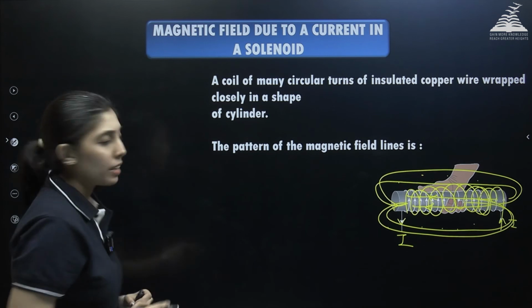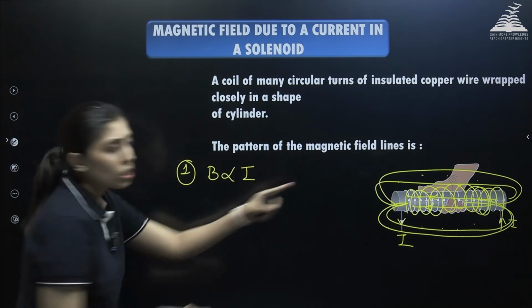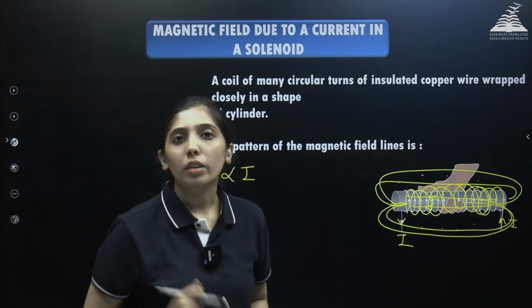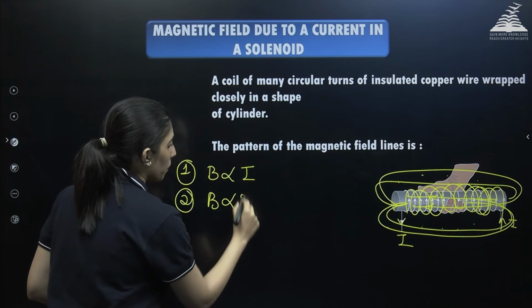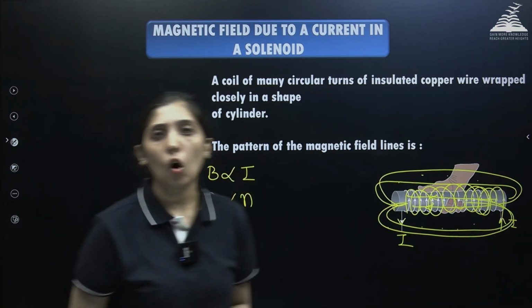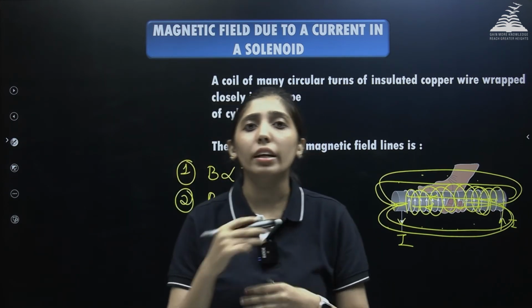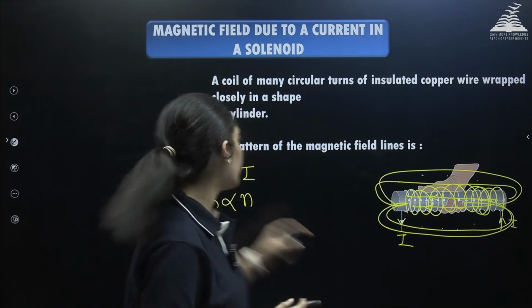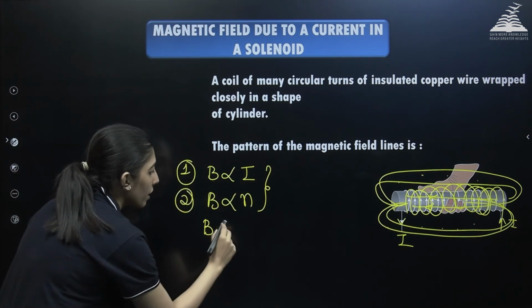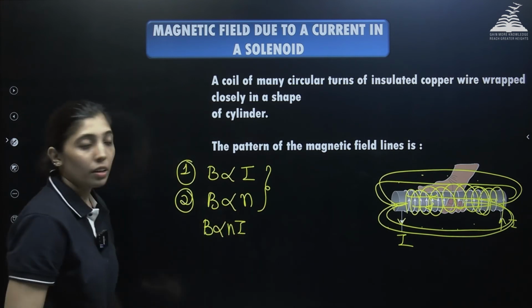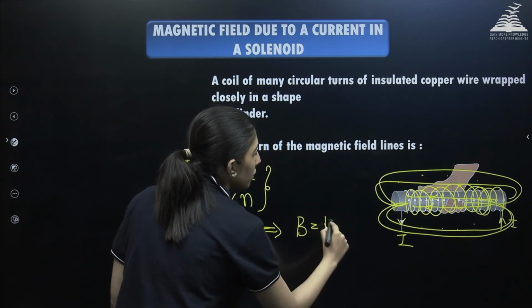And to talk about the magnitude, let's consider the first factor. If I increase the current through the copper wire, the magnetic field gets stronger and stronger. And the second factor, if I increase the number of turns in the coil, if I do more turns, the magnetic field keeps increasing because the current through the copper wires keeps increasing. So it is directly proportional to N. Combining these two together, I can write B is directly proportional to Ni. Or removing the proportionality sign, I can write it as B is equal to mu naught Ni.